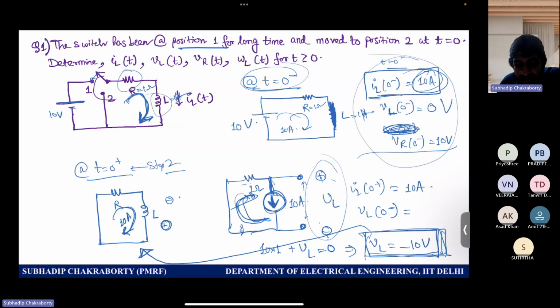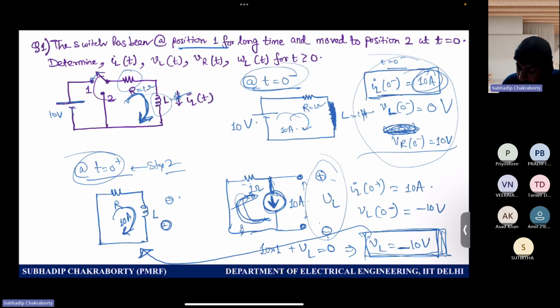So this is what this actually infers. The negative sign infers the reversal of the polarity of the inductor voltage to aid the current. So this is how the mechanism is going on inside the circuit. This is how everything is going on. So you know how at t equal to 0 plus, you know.